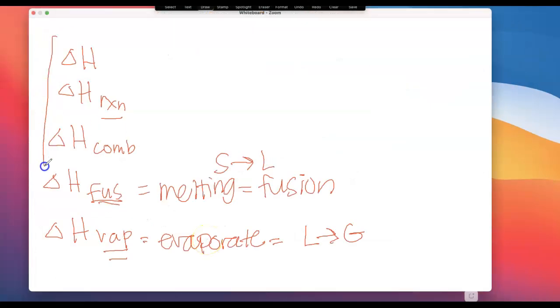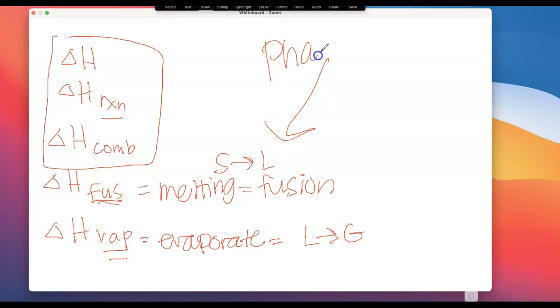So that's like these guys. These guys right here are for phase changes, state of matter changes. Okay? They all mean the same thing though. The little subscript is just them trying to be more descriptive. Like, hey, what am I working with? Oh, if it's delta H of combustion, I'm probably working with a combustion reaction. Oh, if it's enthalpy of fusion, I'm probably just melting something. Okay?